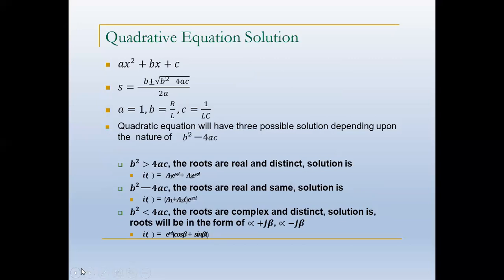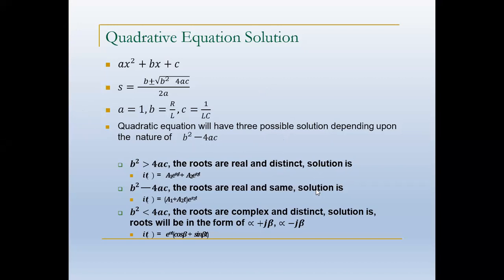Whenever we are dealing with a quadratic equation ax square plus bx plus c, the solution is s equal to minus b plus or minus the square root of b square minus 4ac, divided by 2a. This quadratic equation will have three possible solutions depending upon the nature of b square minus 4ac. If b square is greater than 4ac, the roots are real and distinct, so the solution will be I of t equals a1 e raised to s1 t plus a2 e raised to s2 t.